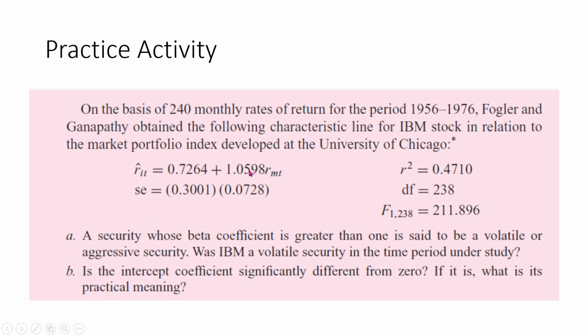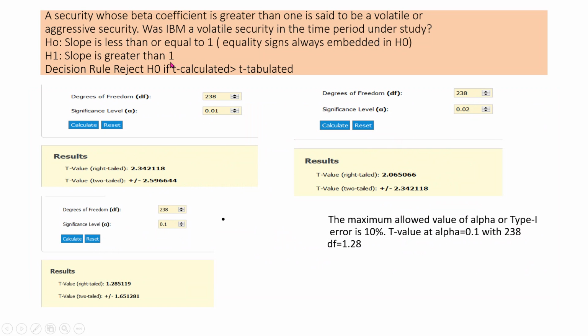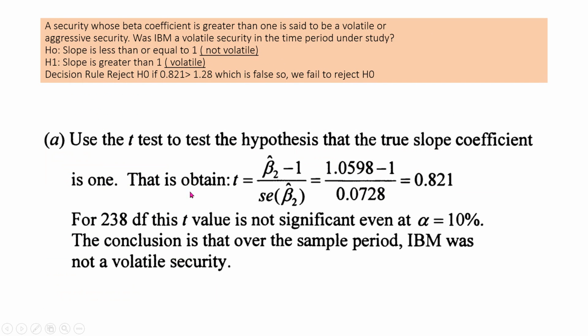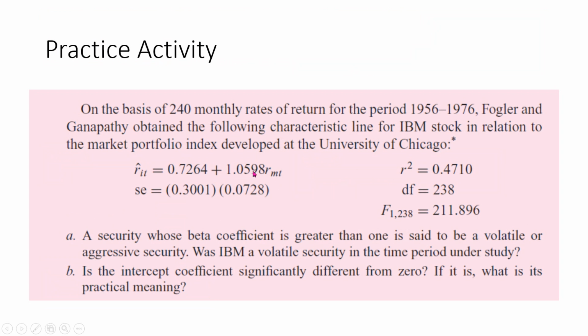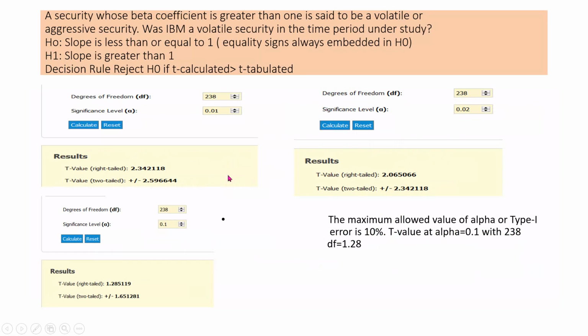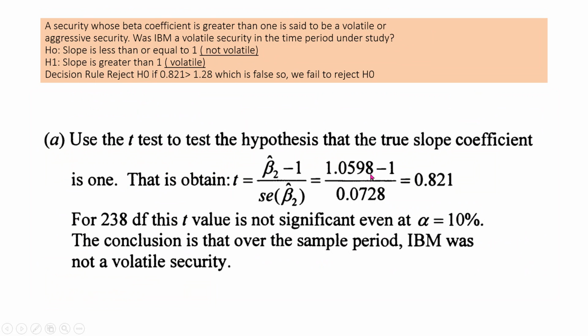If you refer back to the question, we already have the calculated value. This is the beta coefficient, and we have the standard error as well, and we are testing against a slope value of 1. So in the null hypothesis the threshold value is 1. What we are going to do is calculate t calculated, which is equal to beta 2 hat, that is the value of the slope in the sample, which is given as 1.0598. This is part of the question. So 1.0598 minus 1.